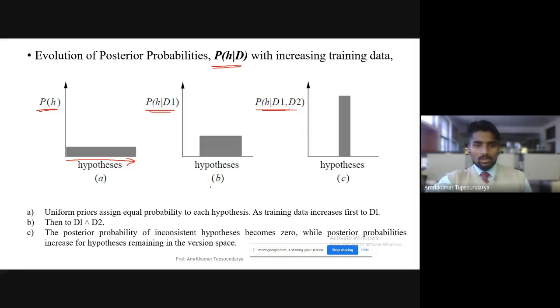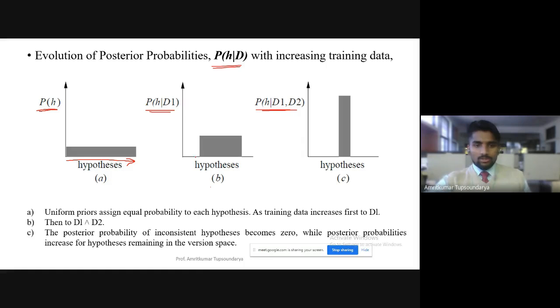Then in the second diagram, when we compute the probability of H given D1, the training data D1 and D2 conjunction, we see that the probability increases compared to the first one. So it is not the equally assigned probability now. It is more focused, more consistent with some set of hypotheses and not all the hypotheses. It is not assigning equal probability for each hypothesis, but instead we have some conjunction of D1 and D2.